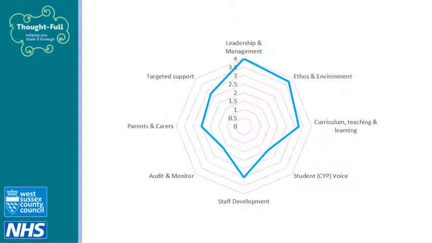The same information is also shown on the spreadsheet in spidergram form. So again, you can see here that leadership and management area is where the school is doing well. And the audit and monitoring has been identified as the area where they may want to prioritise their starting point for their action plan.